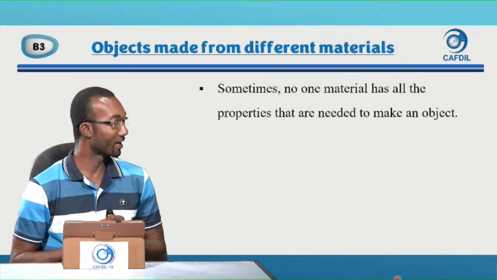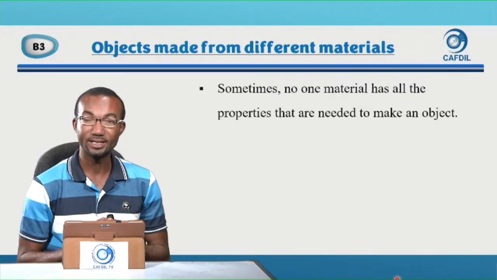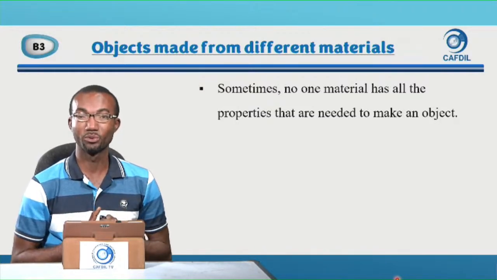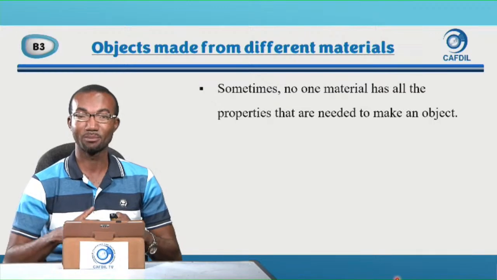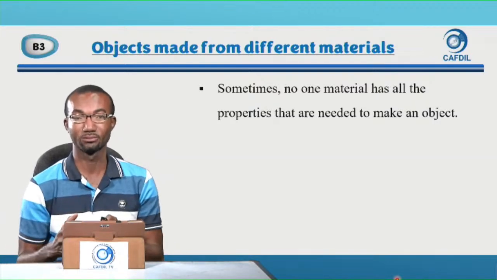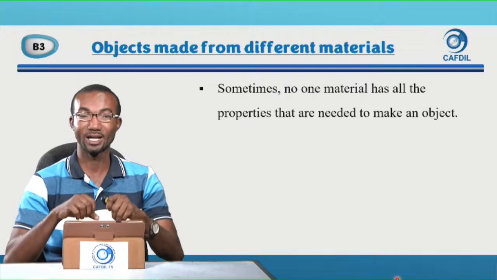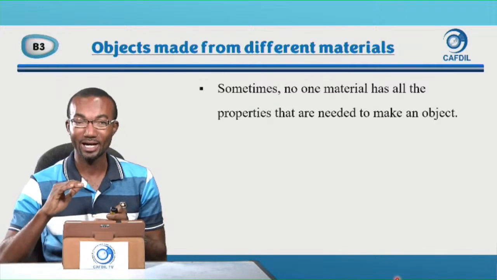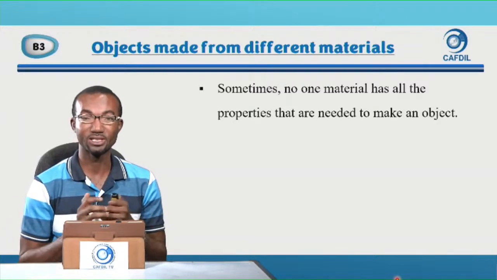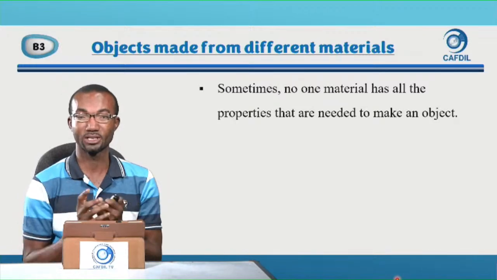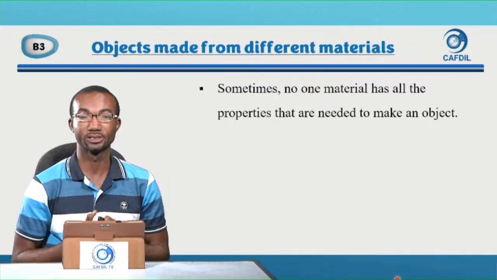Sometimes no one material has all the properties that are needed to make an object. Kate, if you remember, in basic 2 we learned about properties of materials. We looked at whether the material is hard or soft, whether the material is rough or smooth. Whether they are bendable, whether the material is waterproof, whether the material allows light to pass through. These are some of the properties of materials. And sometimes no one material has all the properties that are needed to make an object.